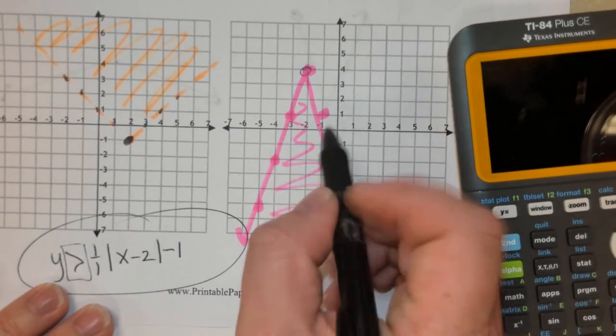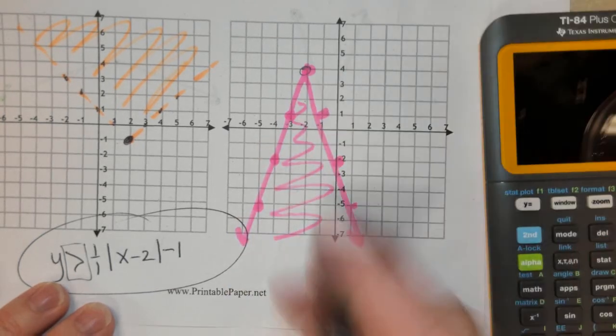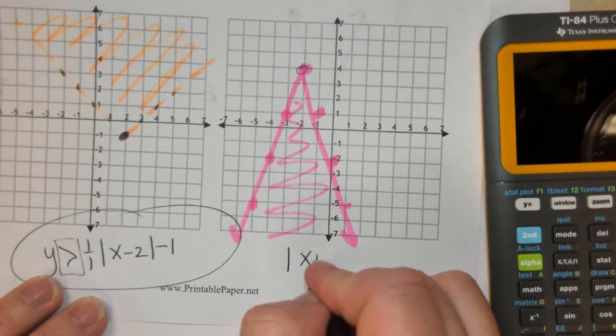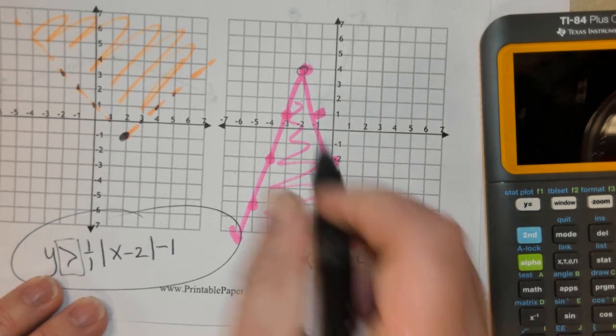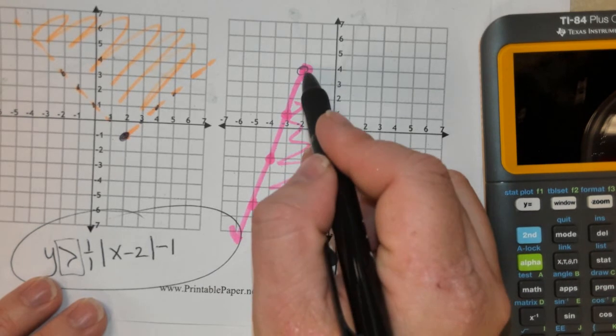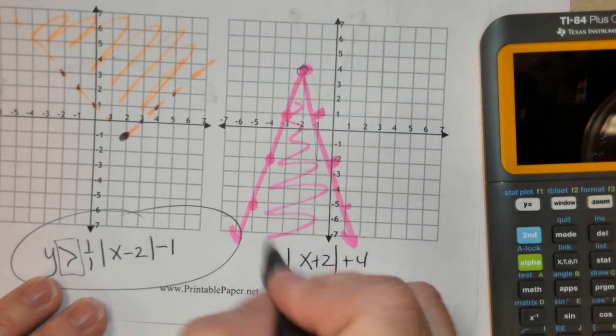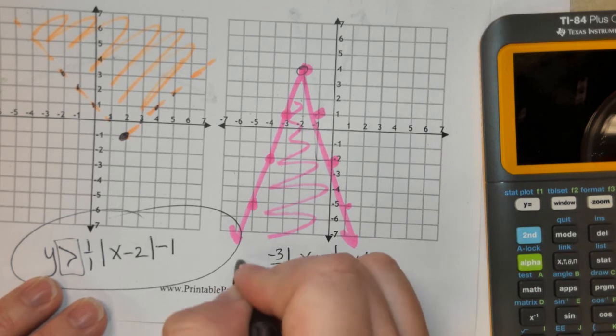Okay, I need to find this point. 1, 2, 3, 4. Okay. Lies to me and tells the truth. 2 to the right and 4 up. Now I have to do the rise over the run. Down 3 over 1. Okay. Down 3 over 1.